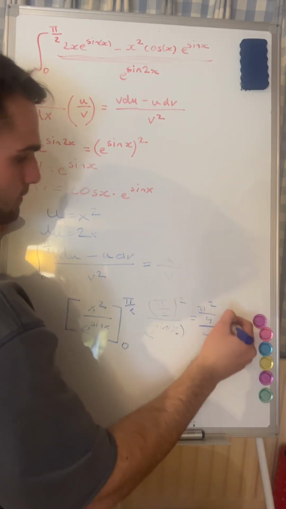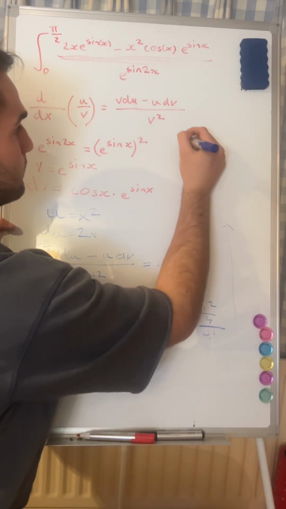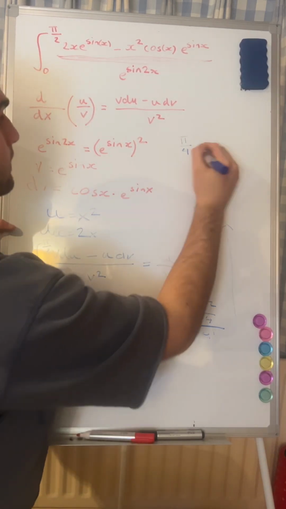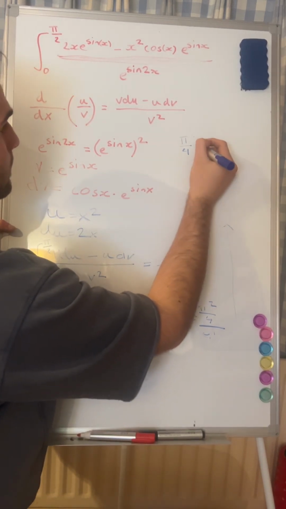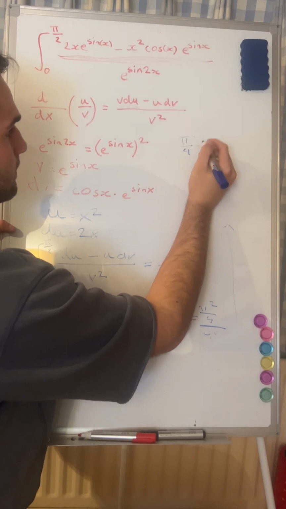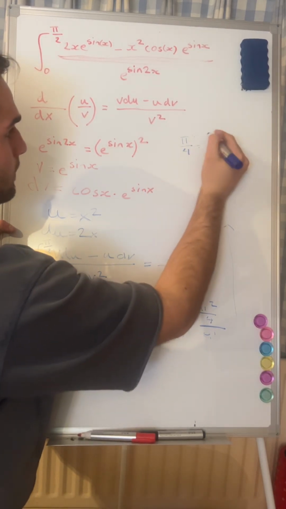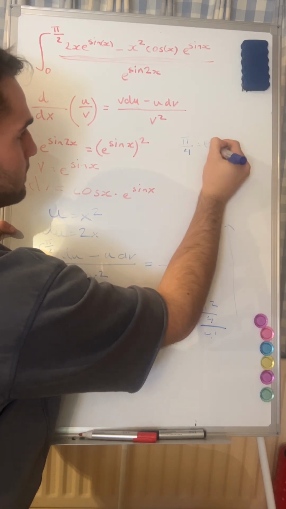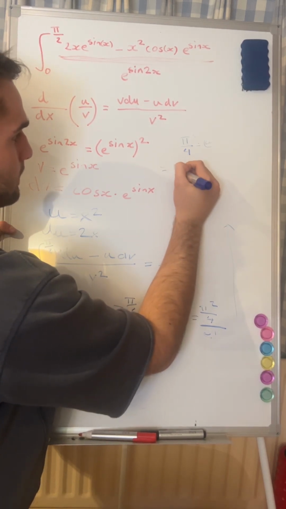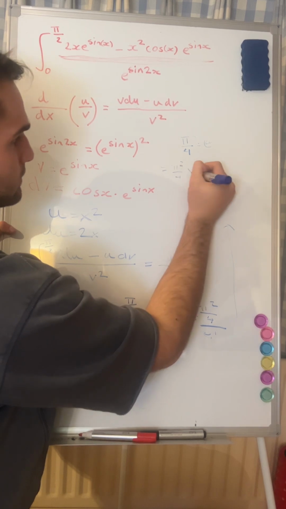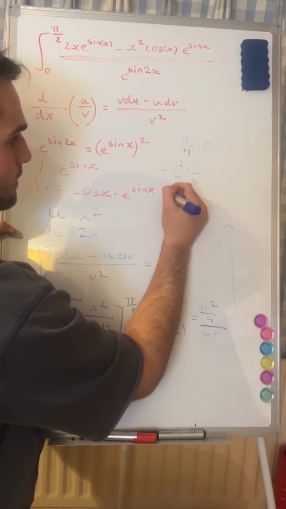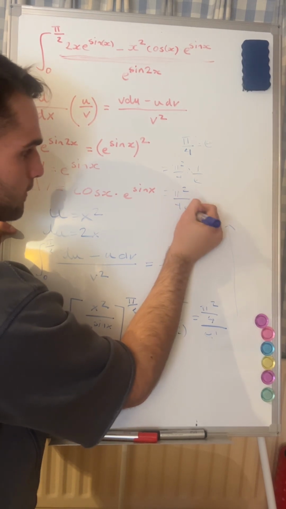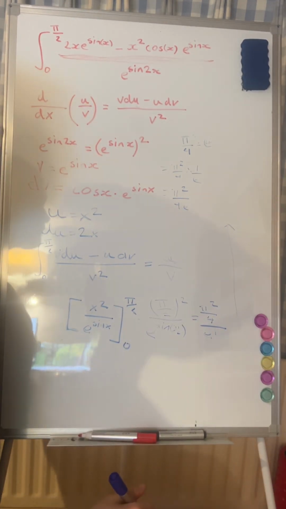So if we write that here, pi squared over 4, divided by e, equals pi squared over 4 times 1 over e, which equals pi squared over 4e, which is the right answer.